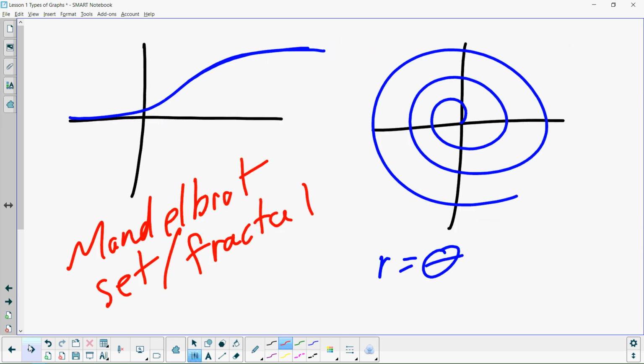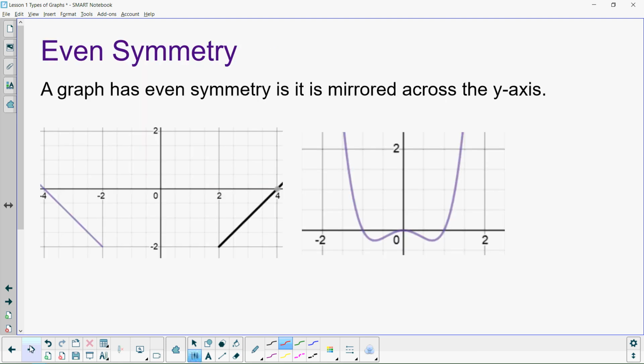Now, let's go ahead and go back over the two types of symmetry that we can see in graphs. And again, I don't want to lie to you. There are other types of symmetry besides just even and odd. But those are the ones that the state of Arizona decided were super important and you had to learn. So let's talk about even symmetry. A graph has even symmetry if it is mirrored across the y-axis. So if we look at a vertical line on the y-axis, this side of the graph looks exactly like that side, but flipped over.